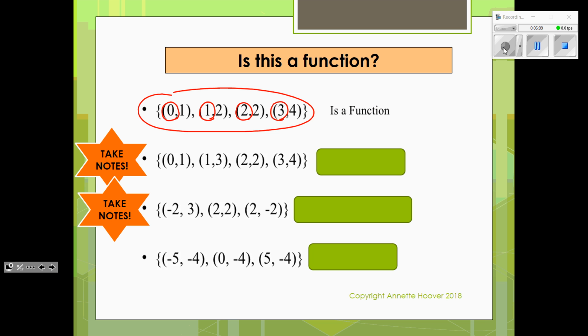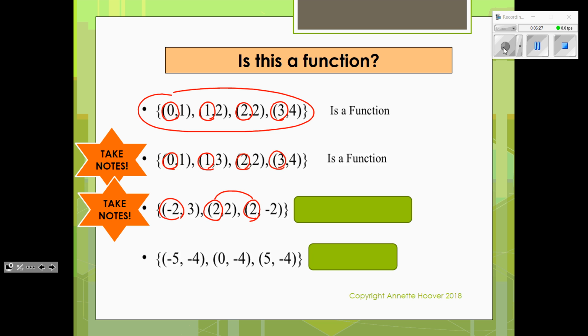Yes. Second group, look at the X values. We have 0, 1, 2, and 3 again. Does the X repeat? No. So is it a function? Yes. In the next group, we have -2, 2, and 2.